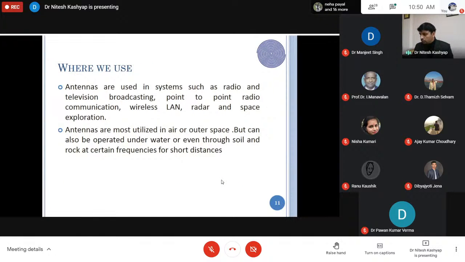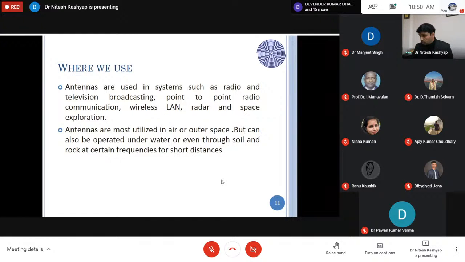So where can we use the antenna? The antenna we can use in the radar systems and space exploration and wireless LAN, television broadcasting, point-to-point radio communication. So everywhere we use the antenna.